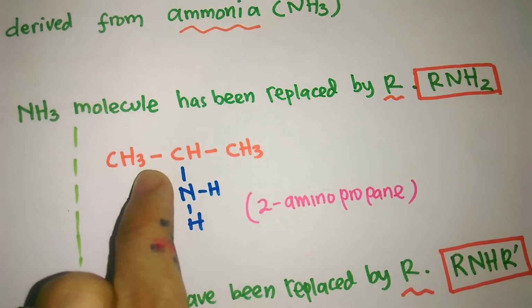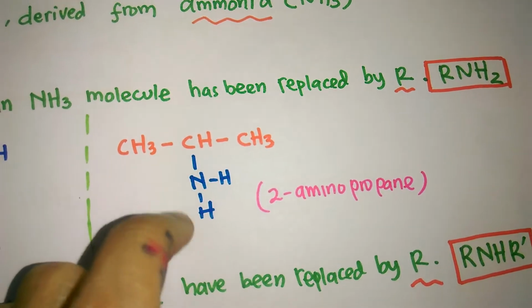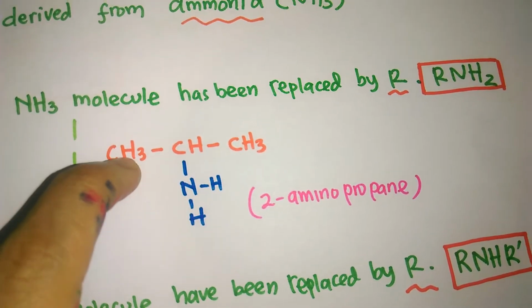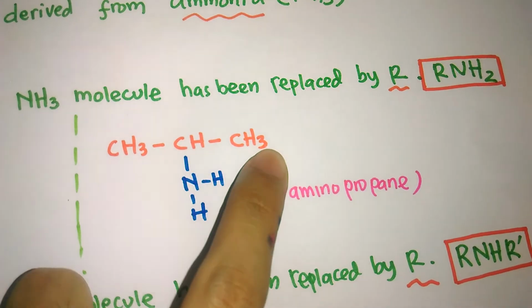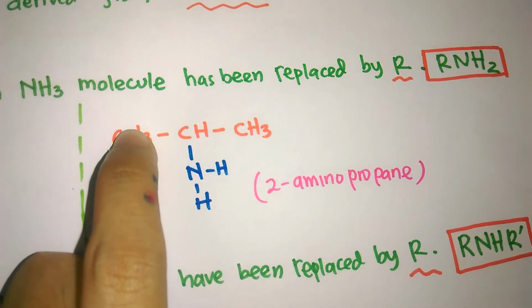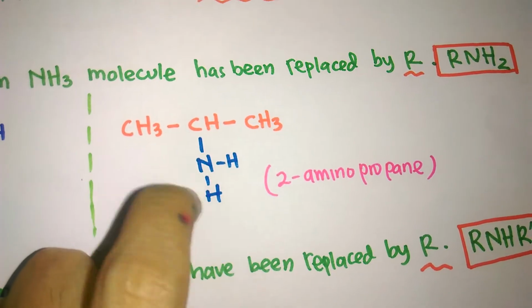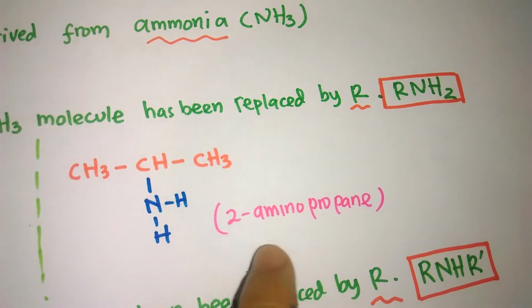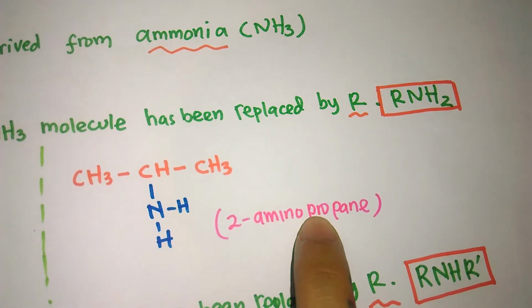Let's try one more example. We have CH3, CH, and CH3, still propyl, but the amine is attached to the second carbon, so we name it 2-aminopropane.